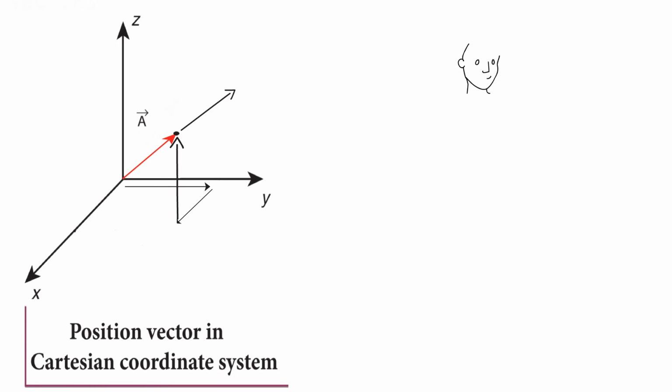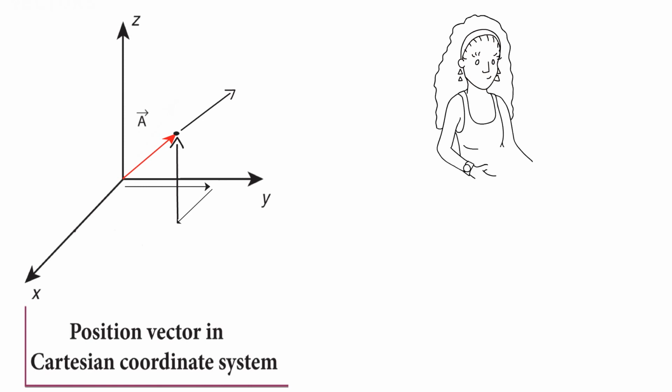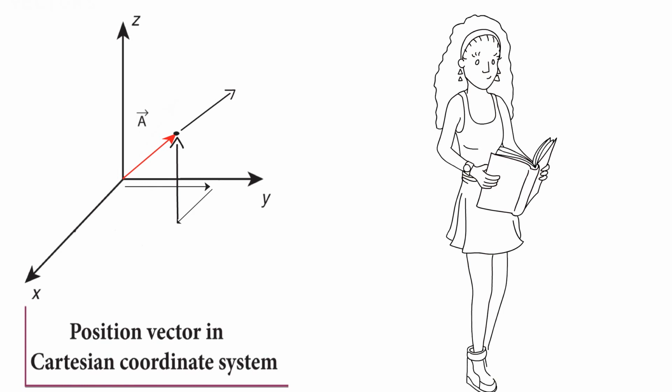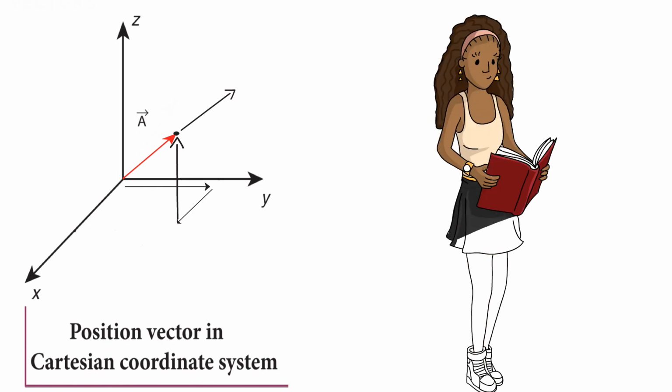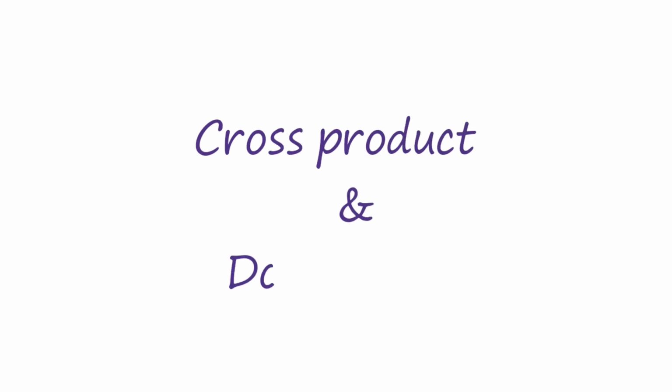The things that look and feel hard might actually be easier than you have anticipated. So don't learn a subject with the mindset of it being hard or complicated. Just look at it as something that you haven't learned before. So yeah, that's it for this video. We will take a look at cross product and dot product of two vectors in the next video.